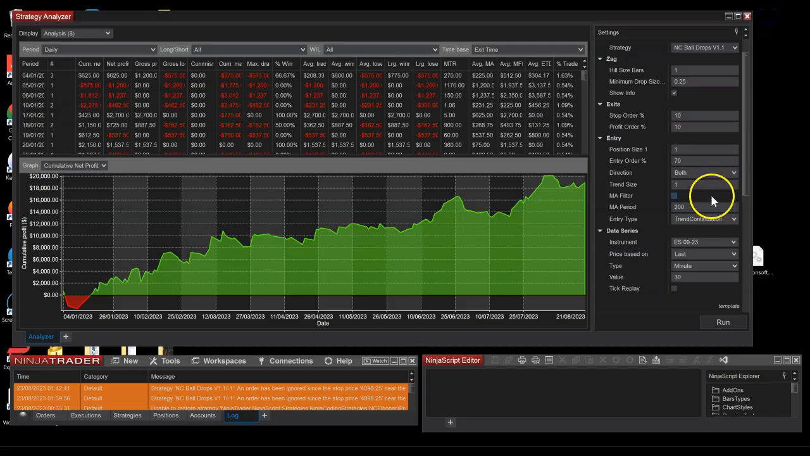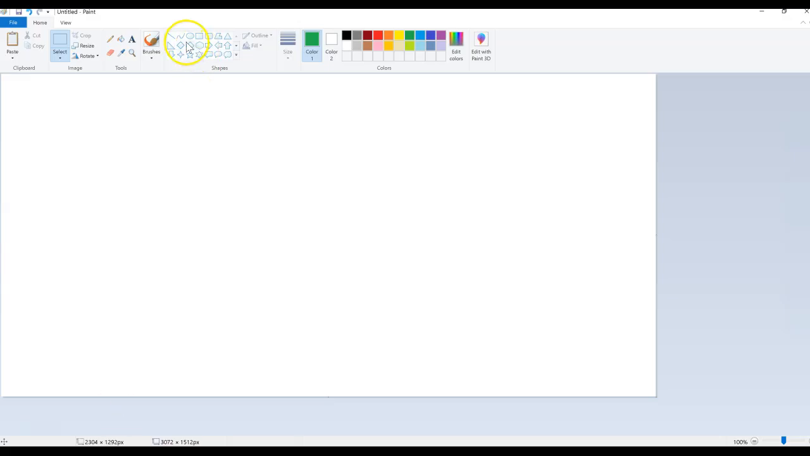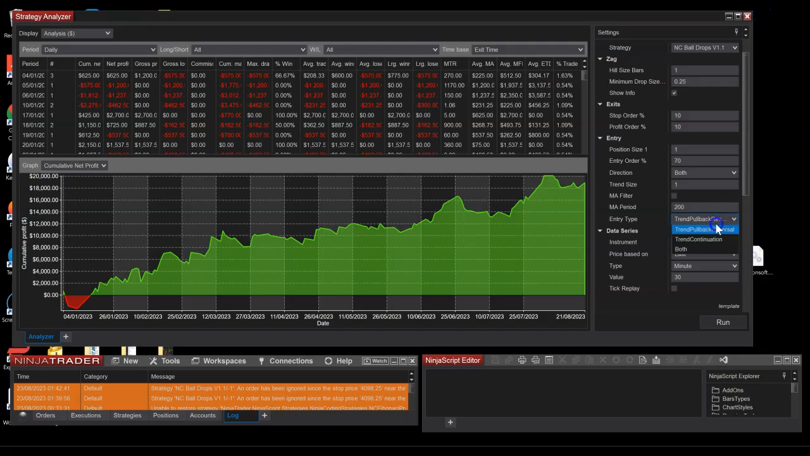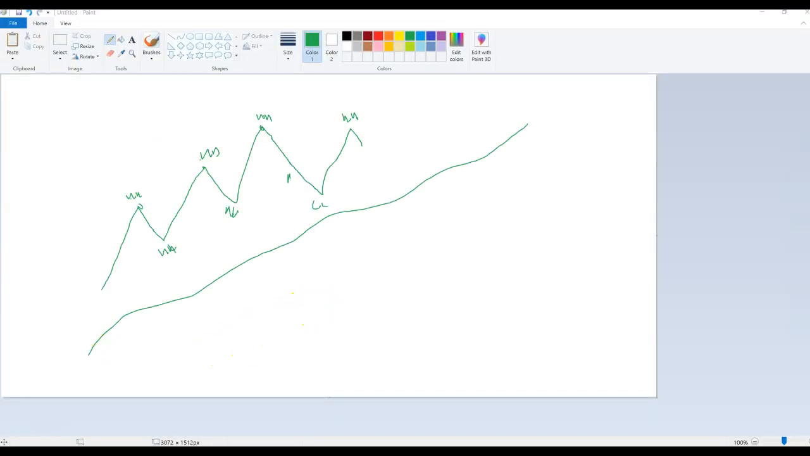Now the other one is called trend pullback reversal. This is a bit of a trickier one, and you can also enable both of them. So the other one: you have higher highs, higher highs, higher highs, and then suddenly a lower low. So we see this sort of weakening. And as long as that one is followed by a higher high, we're happy to make an entry.